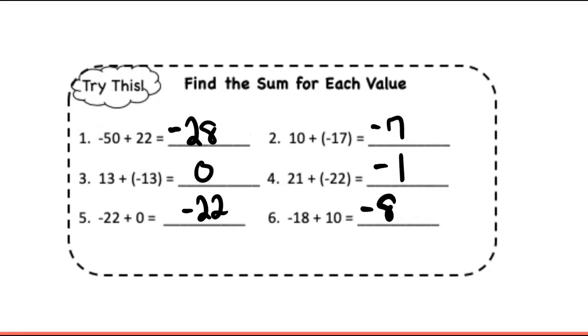That's our basic rule, the rule that we follow. Subtract, keep the sign of the larger absolute value. Okay? If you follow that rule, you'll always come up with the correct solution.